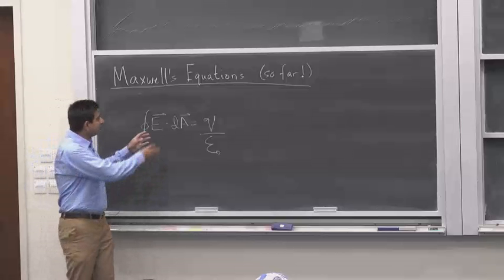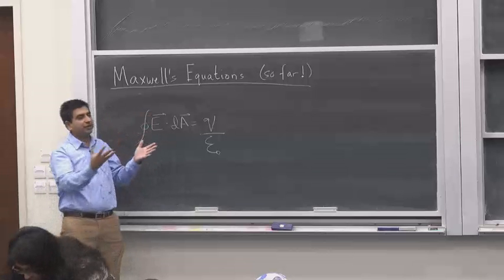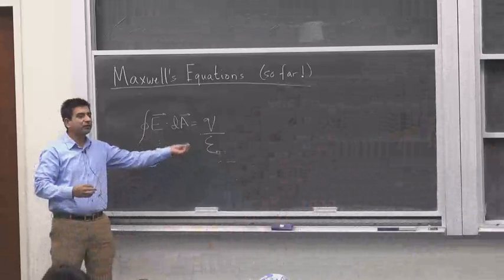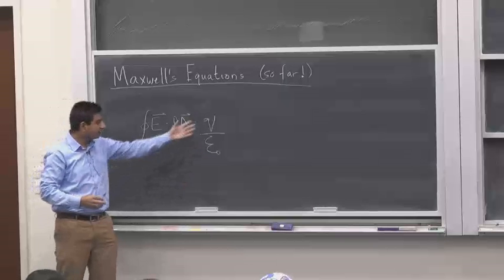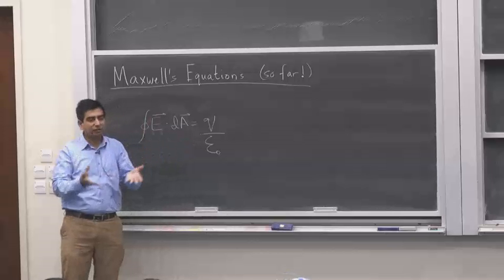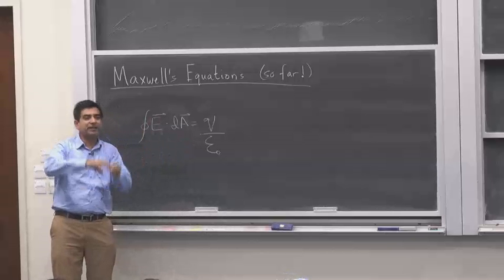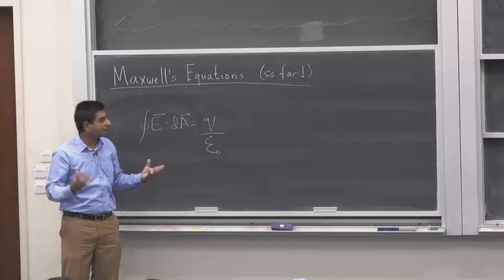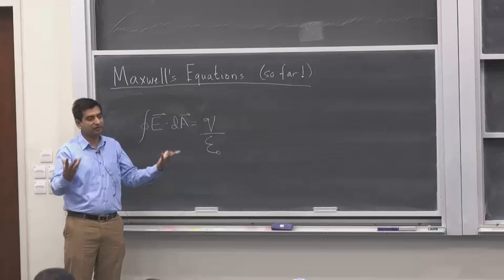It tells you that around the closed surface area, the dot product of the electric field and the local area vector is the charge enclosed inside the volume that is bound by that surface, divided by epsilon naught. This is the first Maxwell's equation, which is called Gauss's law.